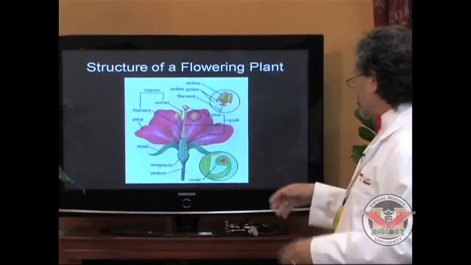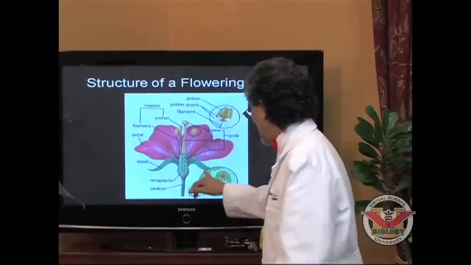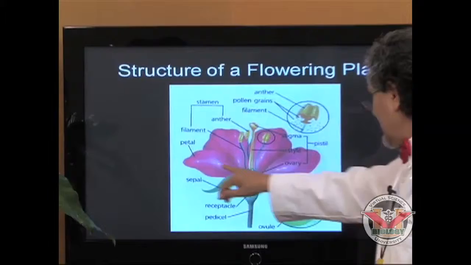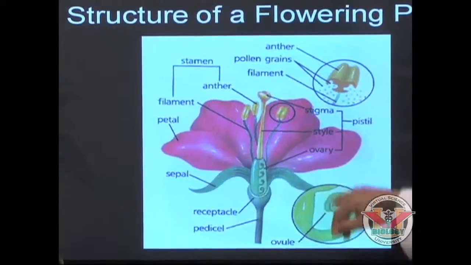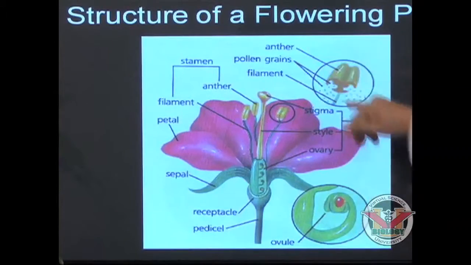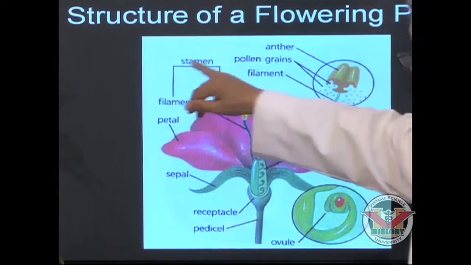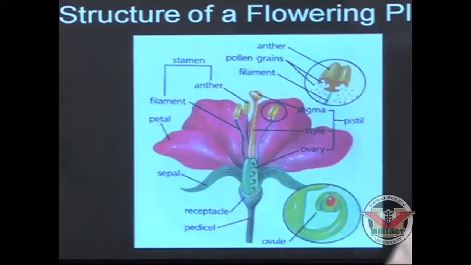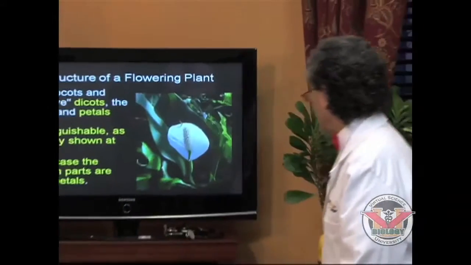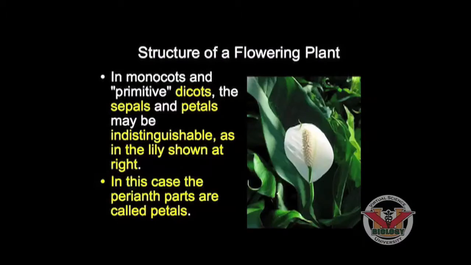Around these reproductive organs, of course, you have the sepals and the petals, and all of this part right in here is called the perianth. On this side right here, you still have your female parts, and on this other end, your male parts. Very good.